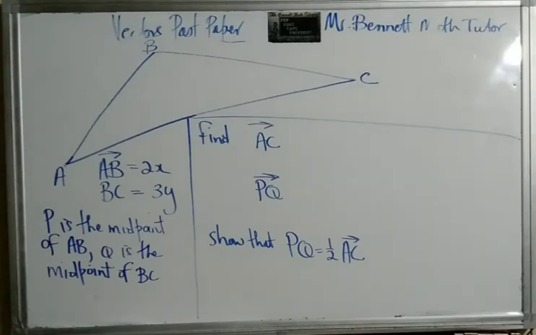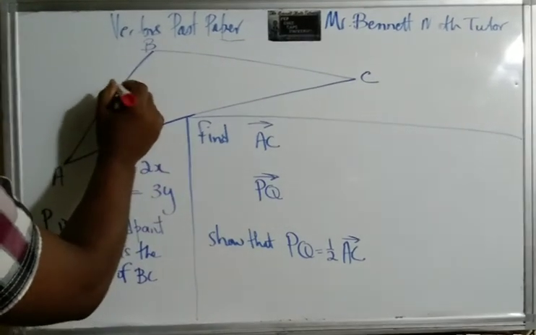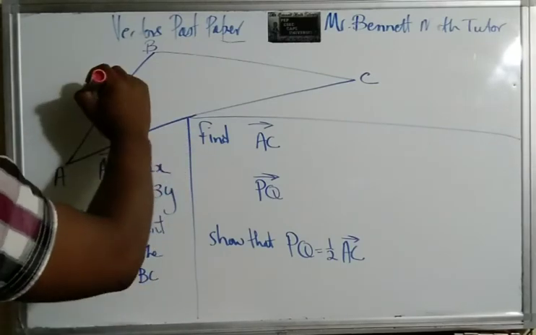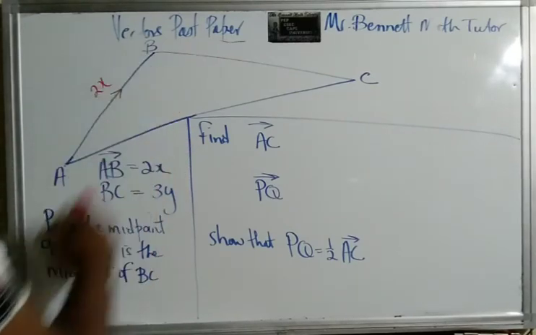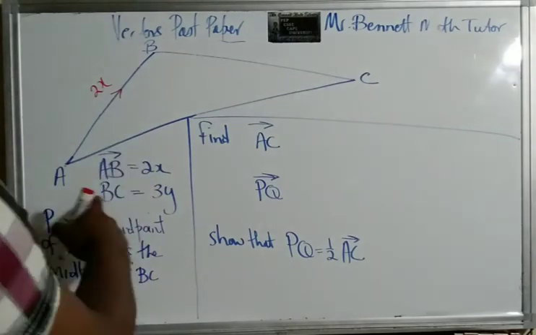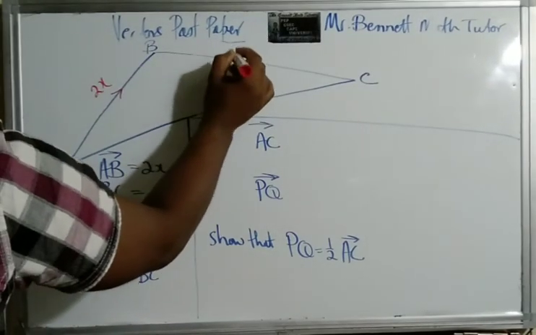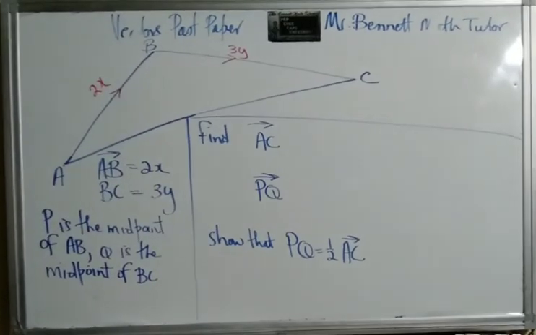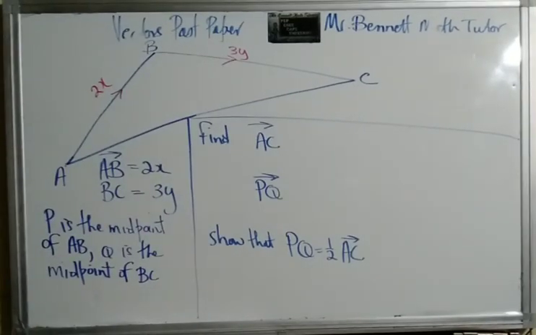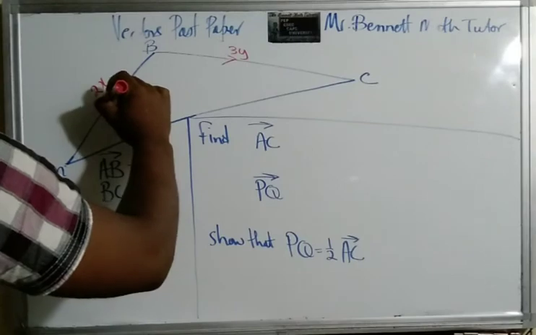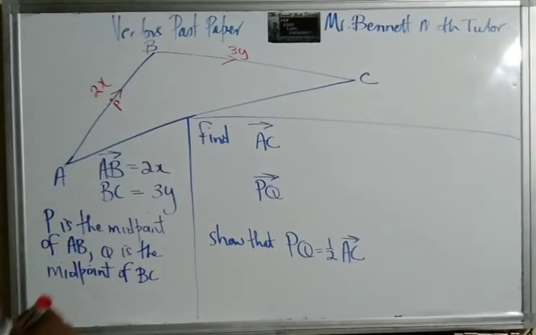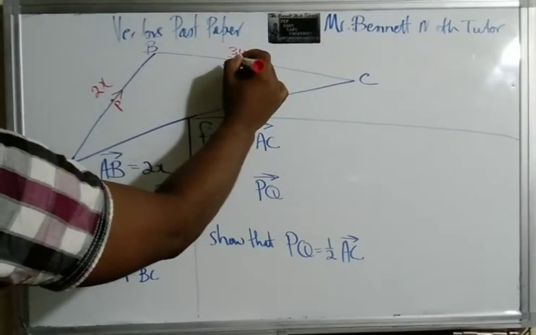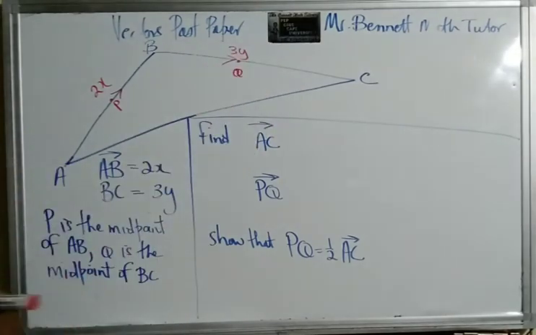Let us put in the information. So it says AB, the vector from A to B, is 2x. So all of this is 2x. That's the size and that's the direction. And the BC, so from B to C, is 3y. Remember, the direction is very important. Now let us put in the midpoint first. He said P is the midpoint of AB, so halfway would be P, and halfway of this would be Q.